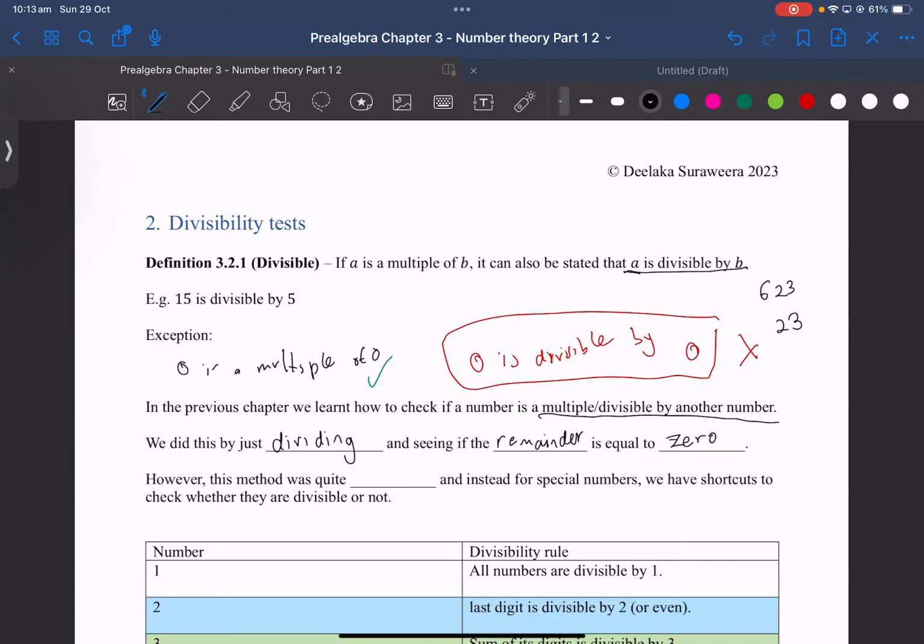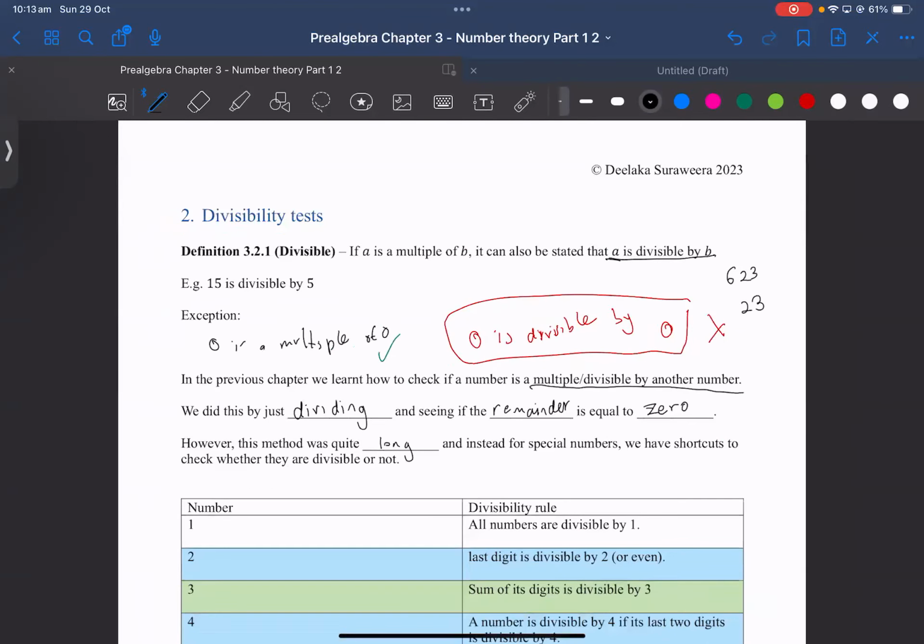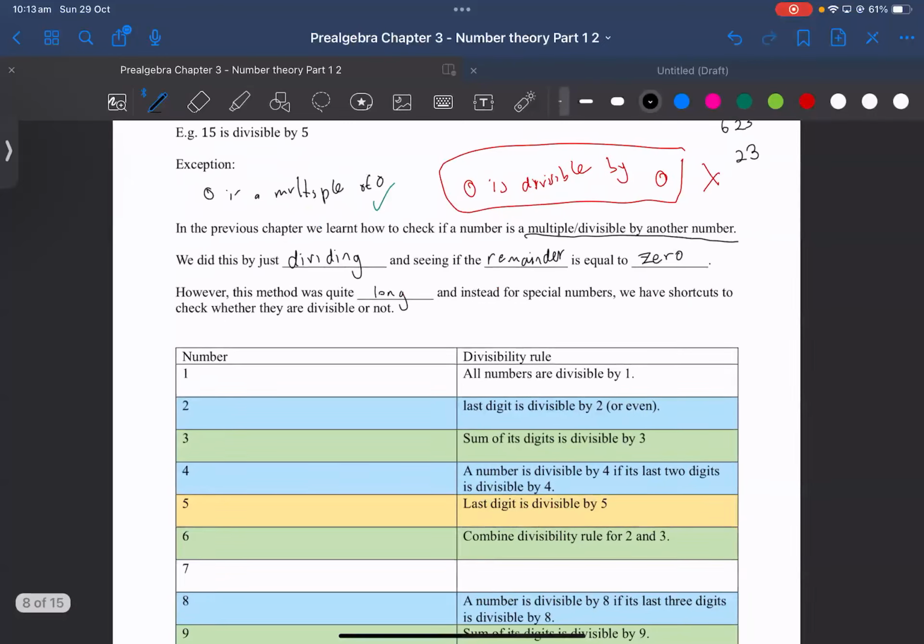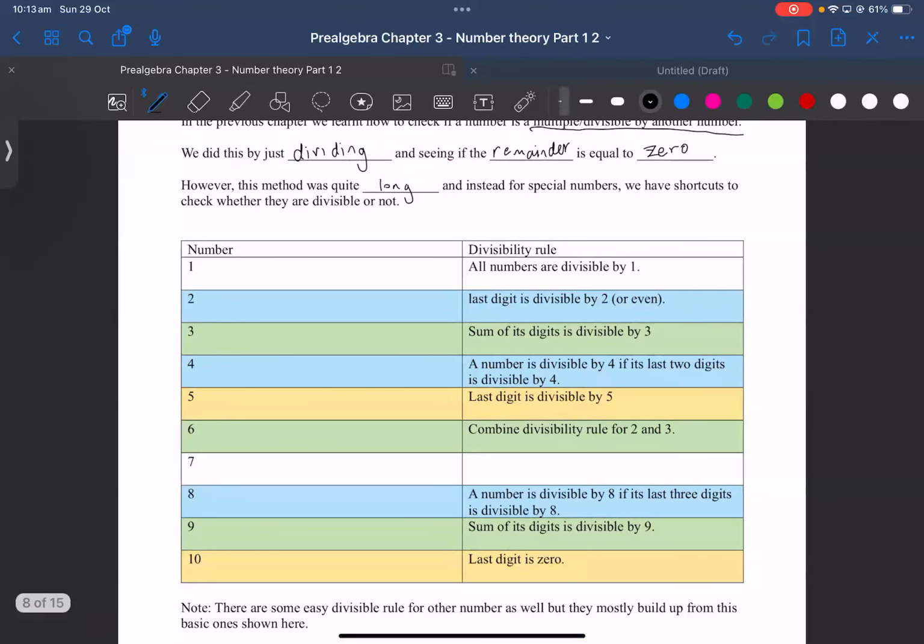But the thing is, this method is quite long. For some special numbers, we have shortcuts to check whether they're divisible or not. So we're going to go through the shortcuts now. I'm going to quickly go through all of them, and then we'll go in depth a little bit more on each of them.